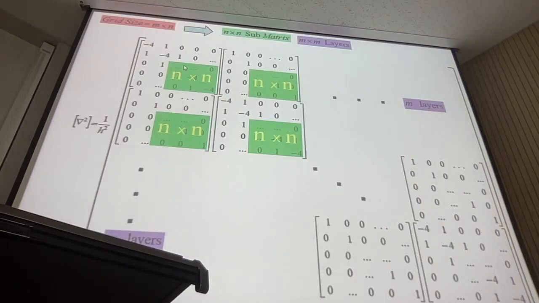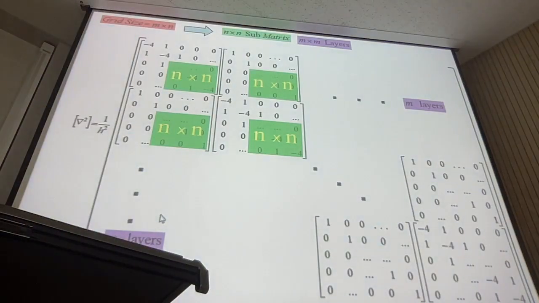So for n by n, right? So n is the number of elements along the x-axis. M is the number of elements along the y-axis. So if we take 100 by 200, then this one becomes 200 by 200 matrix. And if M is 100, we have 100 of them along this direction and this direction. That's it.